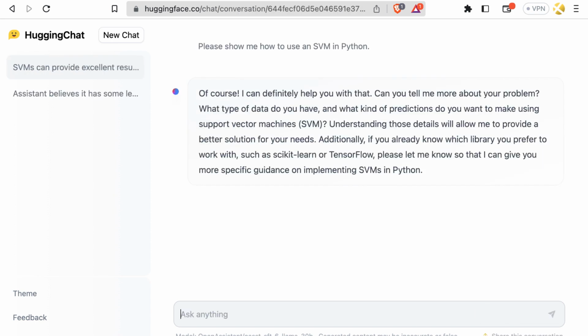Okay, so it didn't write any code. It says, of course, I can definitely help you with that. Can you tell me more about your problem? What type of data do you have, and what kind of predictions do you want to make using support vector machines? Understanding those details will allow me to provide a better solution for your needs. Additionally, if you already know which library you prefer to work with, such as scikit-learn or TensorFlow, please let me know so that I can give you more specific guidance on implementing SVMs in Python. Okay, so please use a real data set and pick the best Python library for this, or the most appropriate.